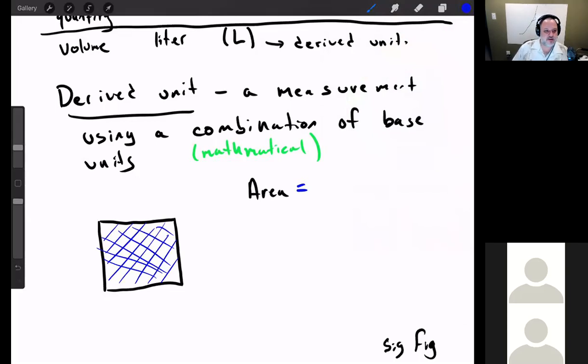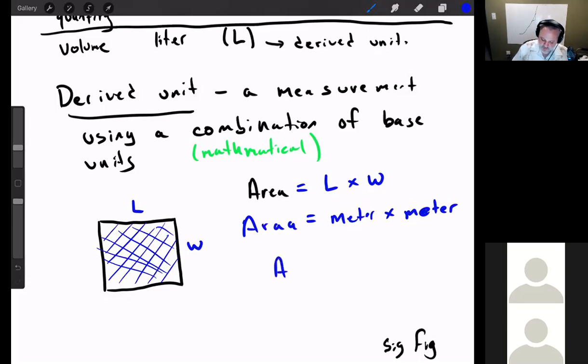Side times side, or length times width, whatever the case may be. Length times width. And so what's the base unit for length? The base unit for length is the meter. So what do you get? What unit is area if you take meters and you multiply it by meters? You get meters squared, right?